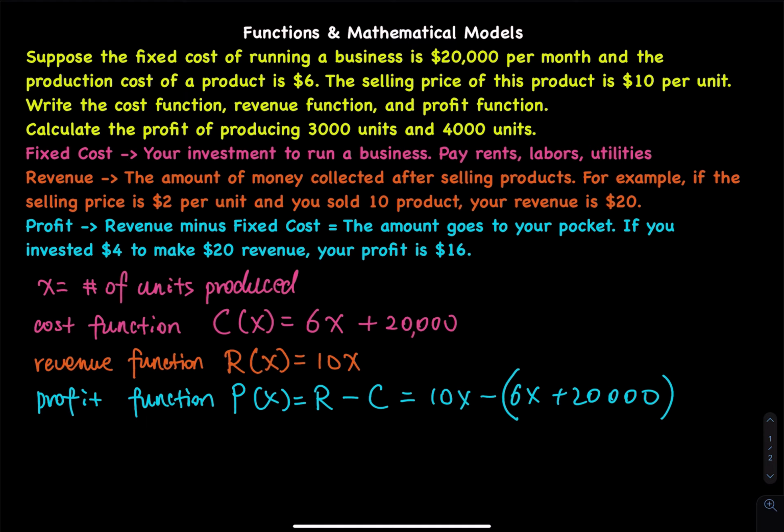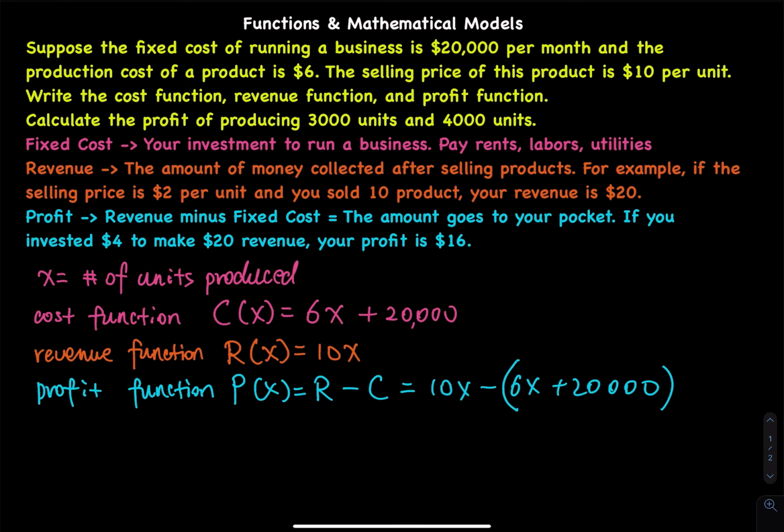If you don't use the minus, then the minus 20,000 becomes a plus 20,000. So the real correct P of x is 10x minus 6x, which is equal to 4x. And then distribute the minus to the 20,000, so you have minus $20,000. All right, so that is your profit function.